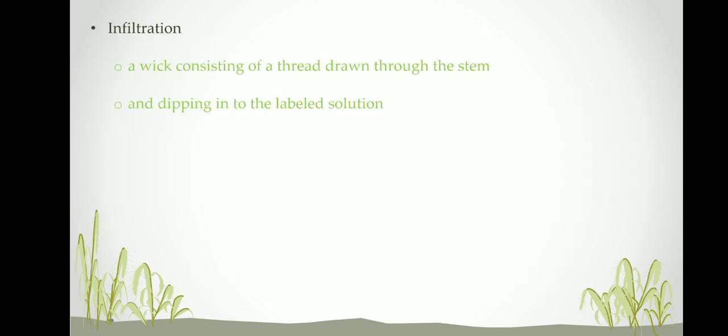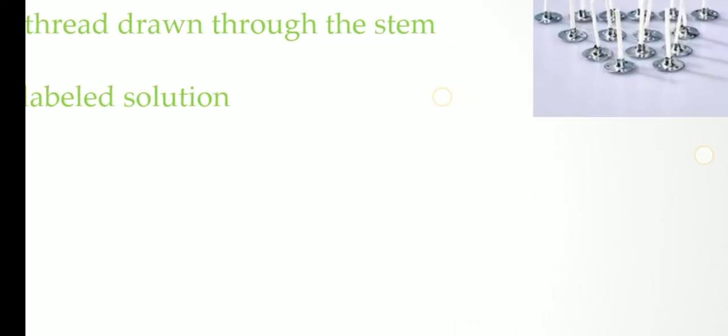Then fourth one is infiltration technique. In infiltration technique, this can be made into rigid stem by using a wick consisting of a thread drawn through the stem and dipping into the labeled solution. Just think about a kerosene lamp. മണ്ണെണ്ണ വിളക്ക് ഉണ്ടായിരുന്നില്ലേ പണ്ട്. മണ്ണെണ്ണ വിളക്കിൽ എങ്ങനെയായിരുന്നു ചെയ്തിരുന്നത്? ഒരു തിരിയിട്ടിട്ട് ആ തിരി മണ്ണെണ്ണയിലേക്ക് ഇറക്കി വയ്ക്കുന്നില്ലേ, അതുപോലെ കൺസിഡർ ചെയ്യുക. ഒരു റേഡിയോ ആക്റ്റീവ്ലി ലേബൽഡ് സൊല്യൂഷൻ ഉണ്ട്. ലേബൽഡ് സൊല്യൂഷനിലേക്ക് ഒരു വിക്കിലൂടെ ത്രെഡ് ഡ്രോൺ ചെയ്തിട്ടുണ്ട്, consisting of a wick and a thread.